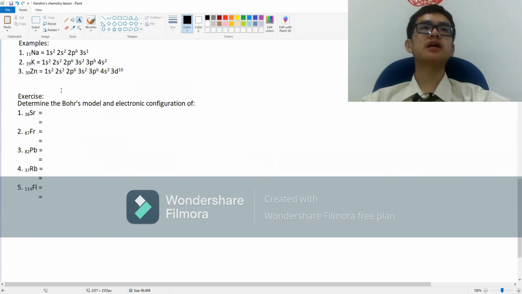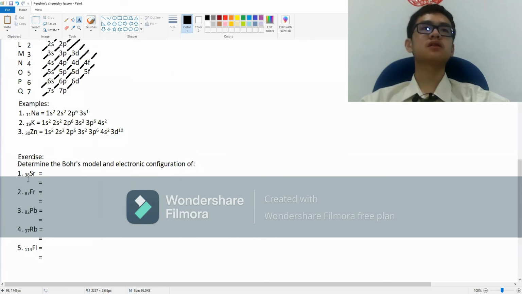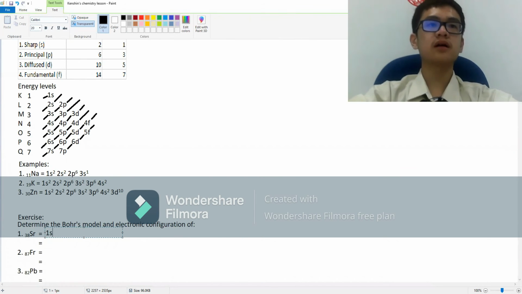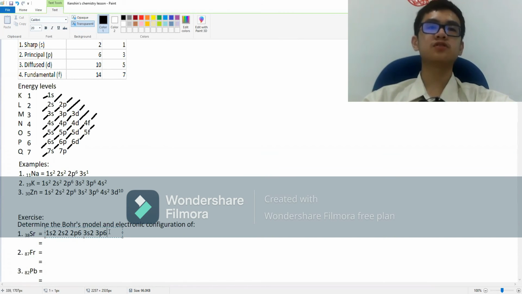All right, so now let's get to the real business here, an exercise. The first one is 38 strontium. So first, let's start with the electronic configuration. You always start with 1s2. Then you continue on with 2s2, 2p6, 3s2, 3p6, until you get to the number 38. So far, this is 2 plus 2 plus 6 plus 2 plus 6. So that's around about 18.